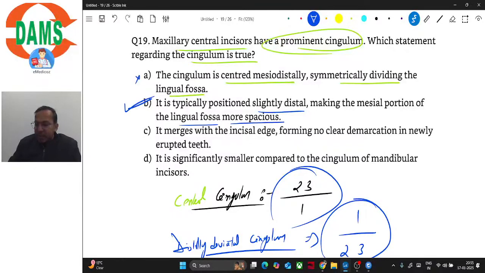It merges with the incisal edge. The cingulum can't merge with the incisal. Option D, it is significantly smaller compared to the cingulum of the mandibular incisor. It is not smaller than the cingulum of mandibular incisor, right? The mandibular incisors have a smaller cingulum.